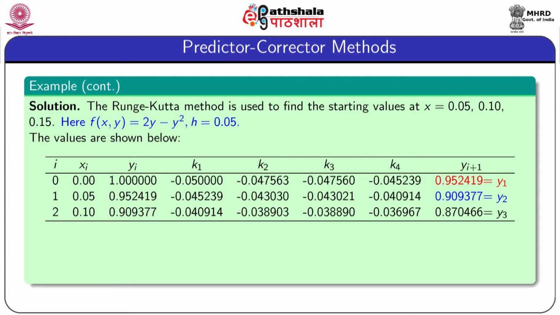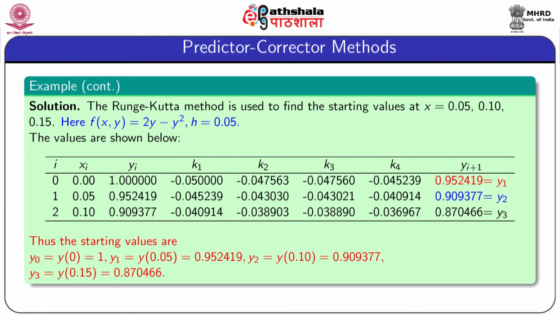And y0 is given, and that one is 1. Thus y0 equals 1, y1 equals 0.952419, y2 equals 0.909377 and y3 equals 0.870466. So these are the four starting values of the predictor formula.